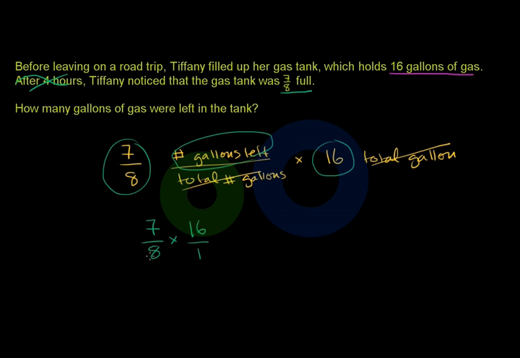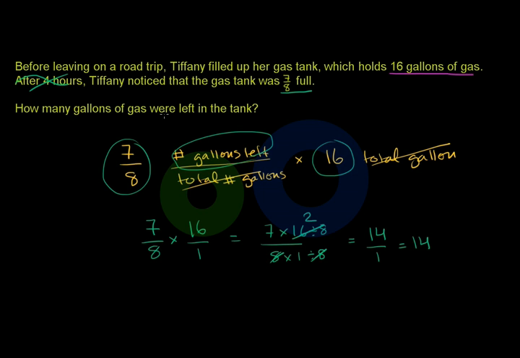And so we can multiply it out, or we can simplify it ahead of time. We could say this is 7 times 16 over 8 times 1. But both the numerator and the denominator are divisible by 8. So let's divide by 8, and let's divide by 8. This 8 and this 8 will cancel out. 16 divided by 8 is 2. So we get 7 times 2 is 14 over 1, which is the same thing as 14 gallons left.